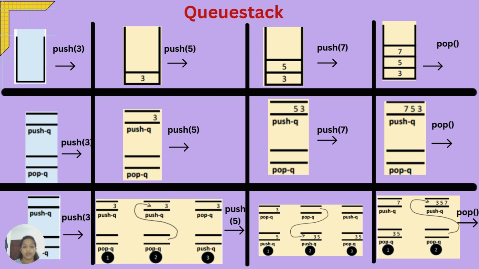Now look at the first row. This is the standard stack operation. First, the stack is empty. Now push 3. The top element is 3. Now push 5. The stack is 3 and 5, 5 is the top element. Then push 7, then the stack is 3, 5, 7, and the top element is 7. After giving a command for pop, 7 is removed.